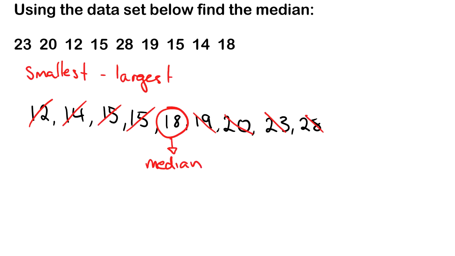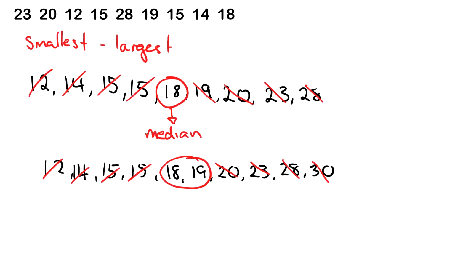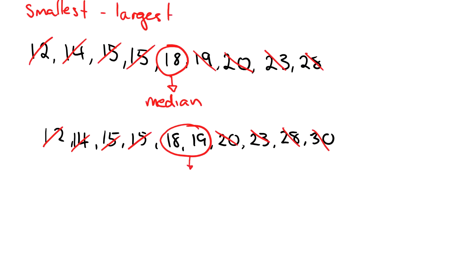Alright, now if we had a number set, let's say 12, 14, 15, and then let's say 30, we can do the same trick, cross, cross, until we get to here, and now we have 2 numbers in the middle. So what we do here to get our median is 18 plus 19 over 2, and that gets us 18.5. So our median in this case is 18.5 when you have 2.